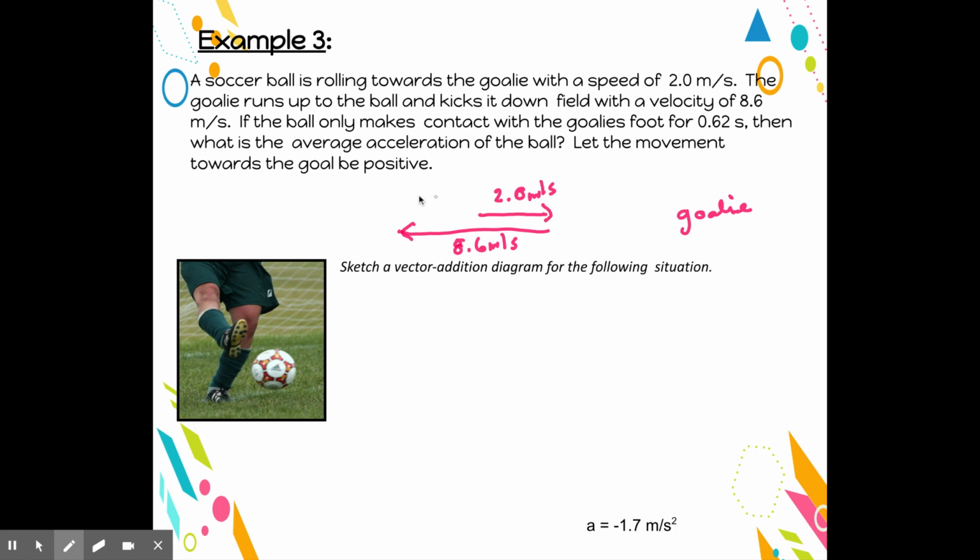So overall, we know right here that my number isn't going to be overly great. It also says if the ball only makes contact with the goalie's foot for 0.2 seconds, so this is time, then what is the average acceleration of the ball? Let the movement of the ball towards the goal be positive. So this is positive 2, and this is negative. So a is equal to delta v over delta t.